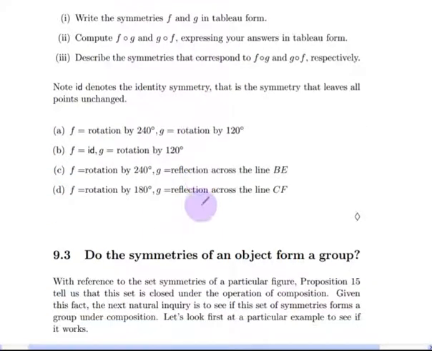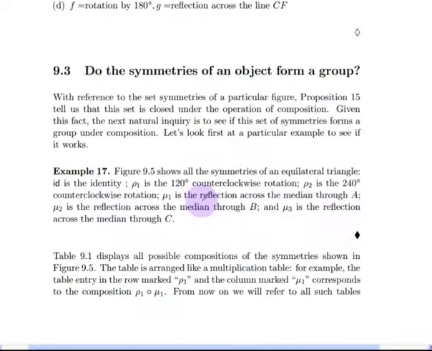All right, so now we reach a big question. Do symmetries form a group? We'll talk about that in the next video.